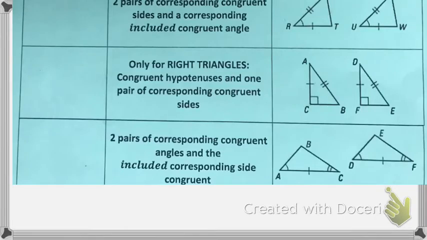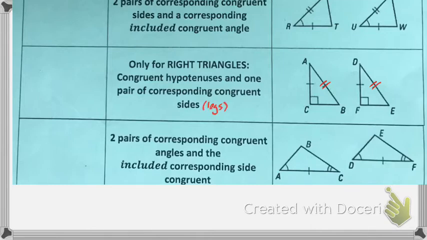What is up, everybody? So we are on our last method for showing triangles congruent with a minimal amount of information, and this one only applies to right triangles. The only way this works is if the triangle is a right triangle. So this is saying congruent hypotenuses. Remember, the hypotenuse is the side opposite the right angle, okay? And one pair of congruent sides, aka legs.